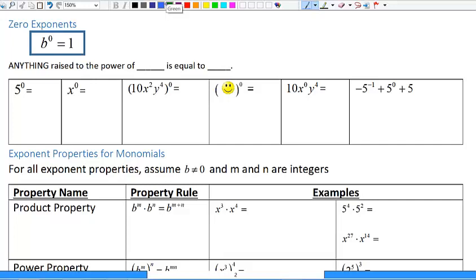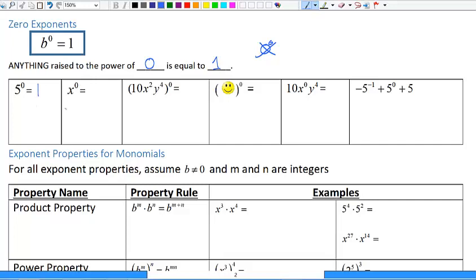The next topic we're talking about is zero exponents. So the rule here is if you have any base to the zero, it turns out to be 1. Anything raised to the power of 0 is equal to 1, with the one exception of 0 to 0. That's actually not defined. Okay, so anything other than 0 raised to the power of 0 is equal to 1. So 5 to the 0, well, that's 1.